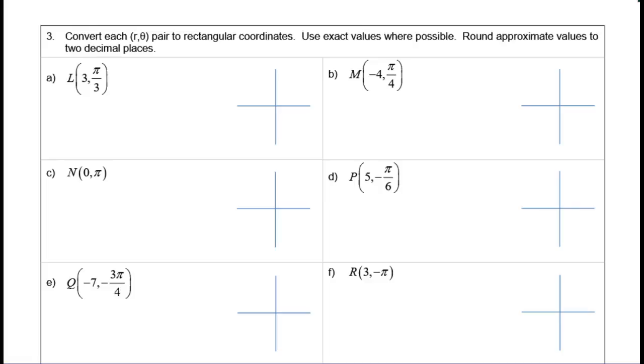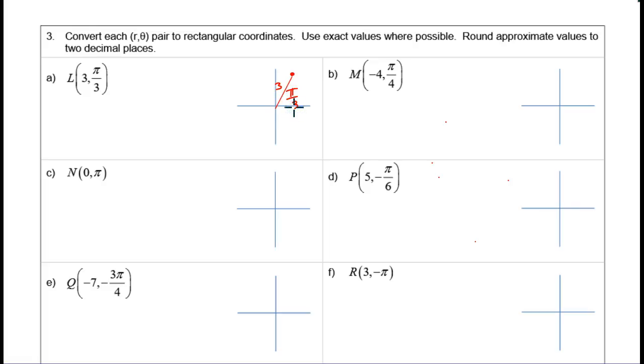So you'll notice that for each of these examples, I've given you a set of axes. In this case, it's the xy axis, so I'm going to graph this point L, 3 comma pi over 3 on the xy plane. So pi over 3 ends up here somewhere, approximately there. So here's my r of 3 and my angle of pi over 3.